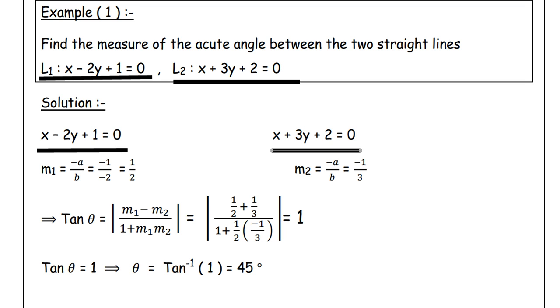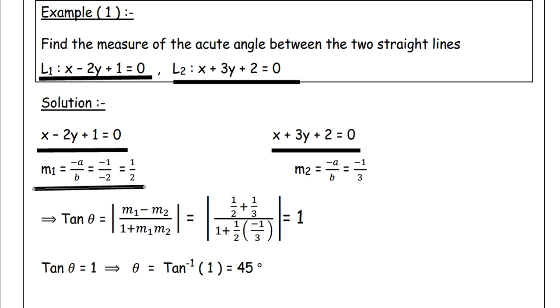So m1 is negative a over b. What is negative a over b? Negative a over b is the slope. So the slope of the first straight line is negative a over b, where a is the coefficient of x and b is the coefficient of y. So negative a over b is negative 1 over negative 2, which is equal to 1 over 2.